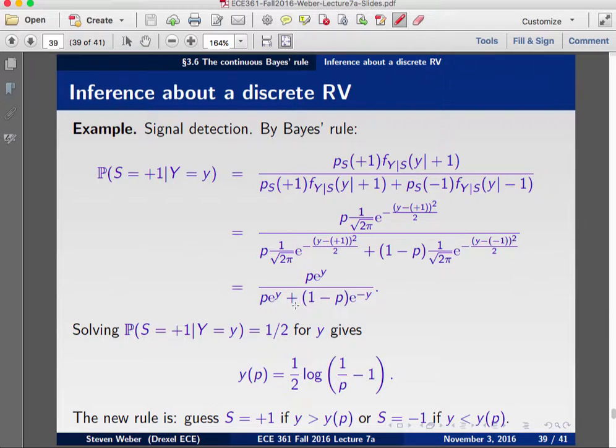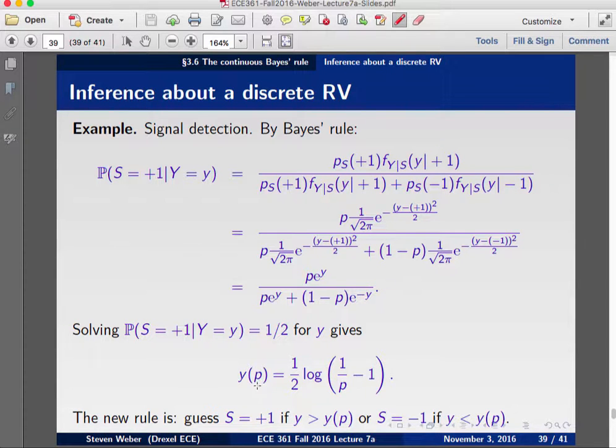Now, the decision threshold, where the boundary occurs, is when y is such that this probability is equal to 1/2, because if the probability that s equals plus 1 given y equals little y equals 1/2, then of course the probability that s equals -1 given y equals little y equals 1/2 as well. So if I solve this equation equal to 1/2 and solve for y, I'm going to get y as a function of p, given by 1/2 log 1 over p minus 1.